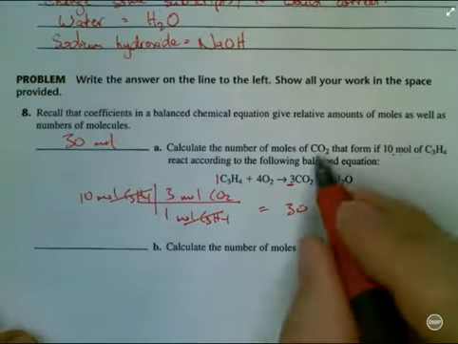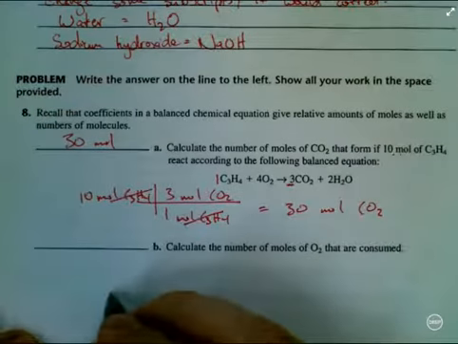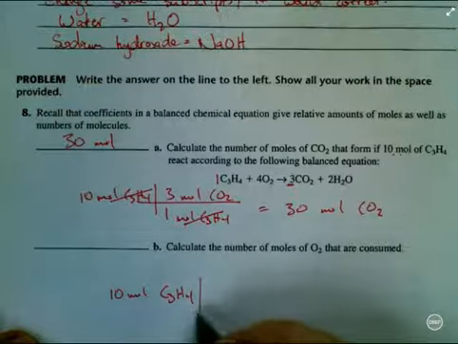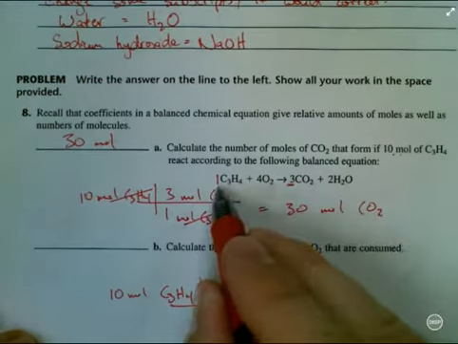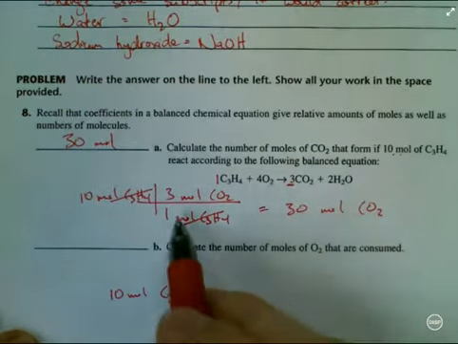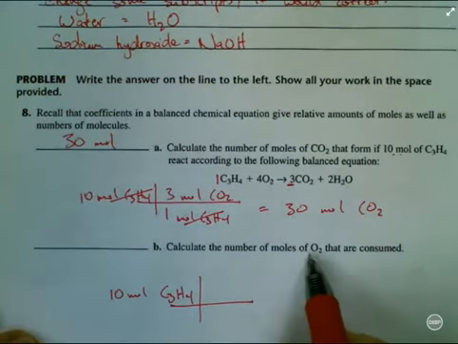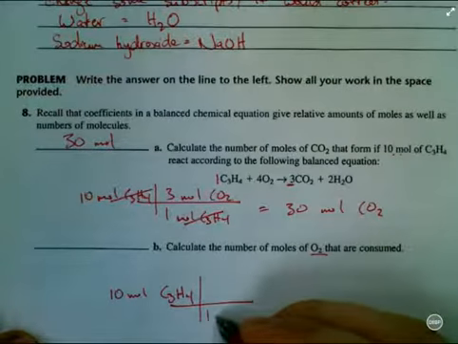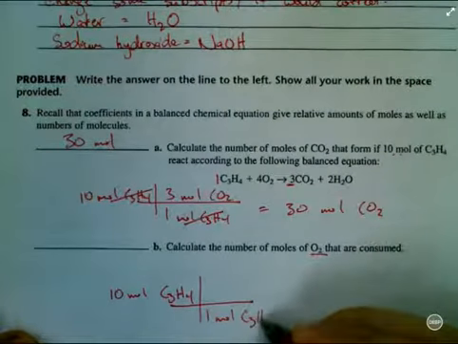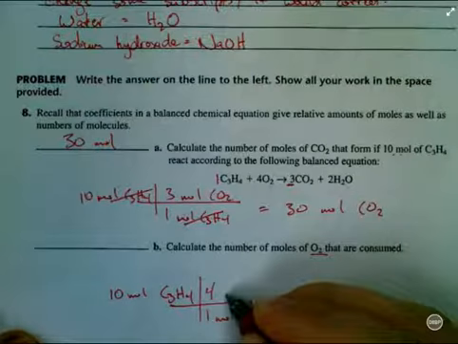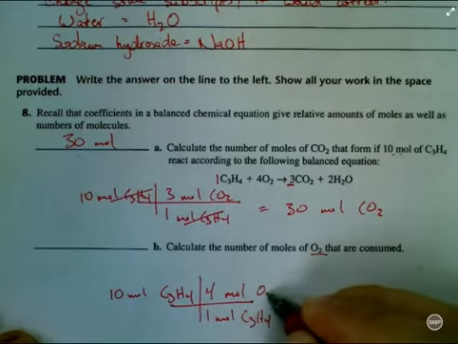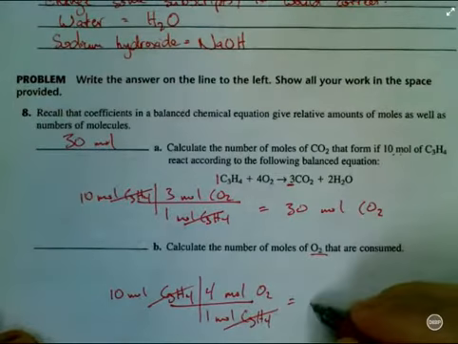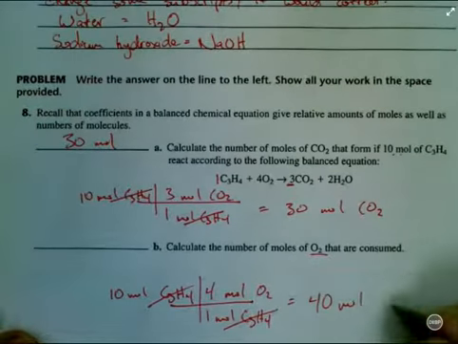For B, I'm going to do something very, very similar. I'm just going to look, instead of CO2, at O2. I'm starting with 10 moles of C3H4. And look at this balanced chemical equation. The ratio I'm going to use is no longer 1 to 3 because I'm changing the species that I'm looking at. It's actually going to be 1 to 4. So 1 mole of C3H4 is relative to 4 moles of O2. Moles of C3H4 cancel out, and I have 40 moles of O2.